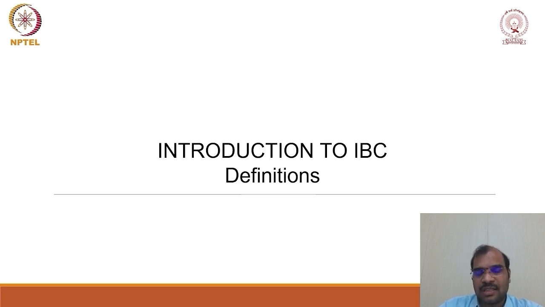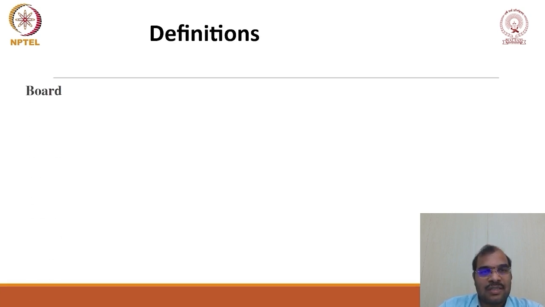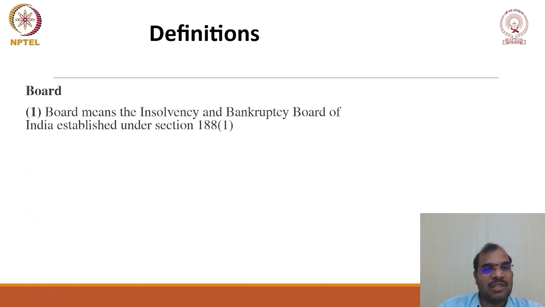Under that we are discussing the definitions part. So let us discuss a few important definitions today. The first important definition is board. What is the meaning of board? The term board is defined under section 3 subsection 1. Here, if you look at the definitions, I have given the subsection number 1. It means section 3 subsection 1 defines the term board.